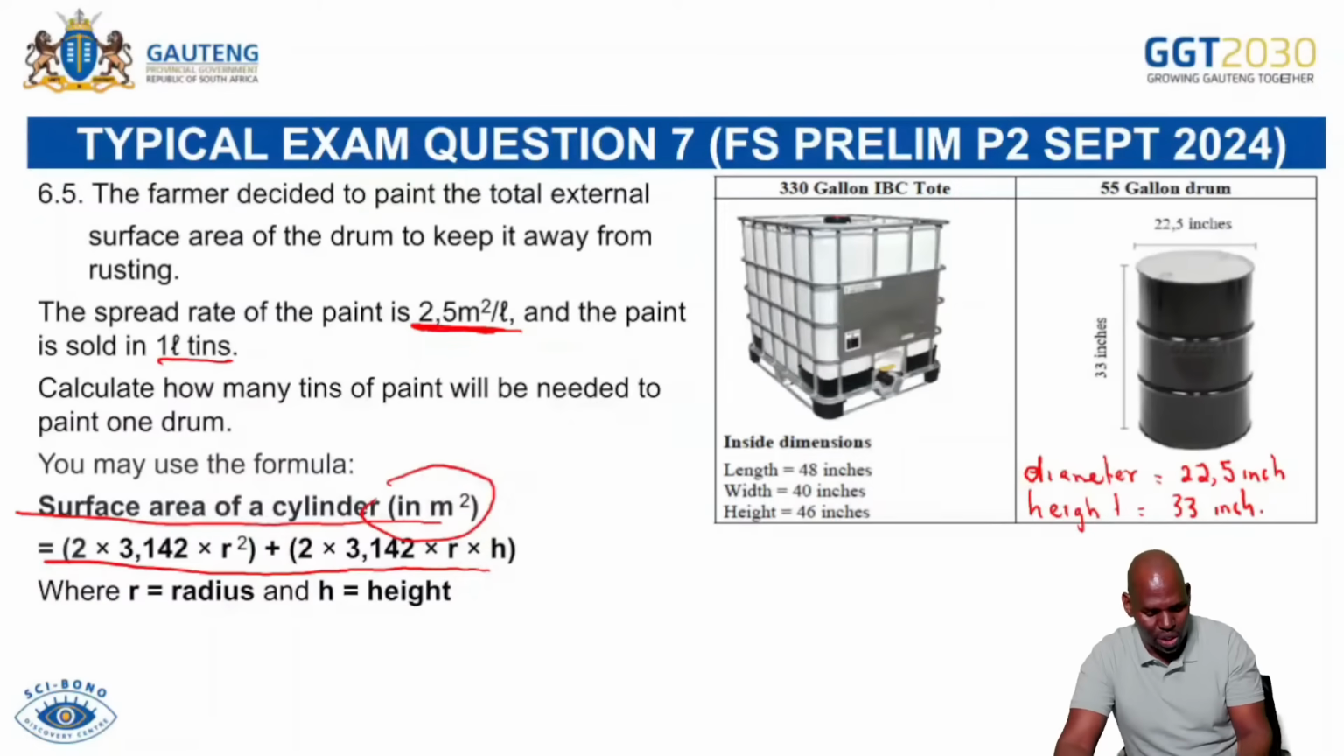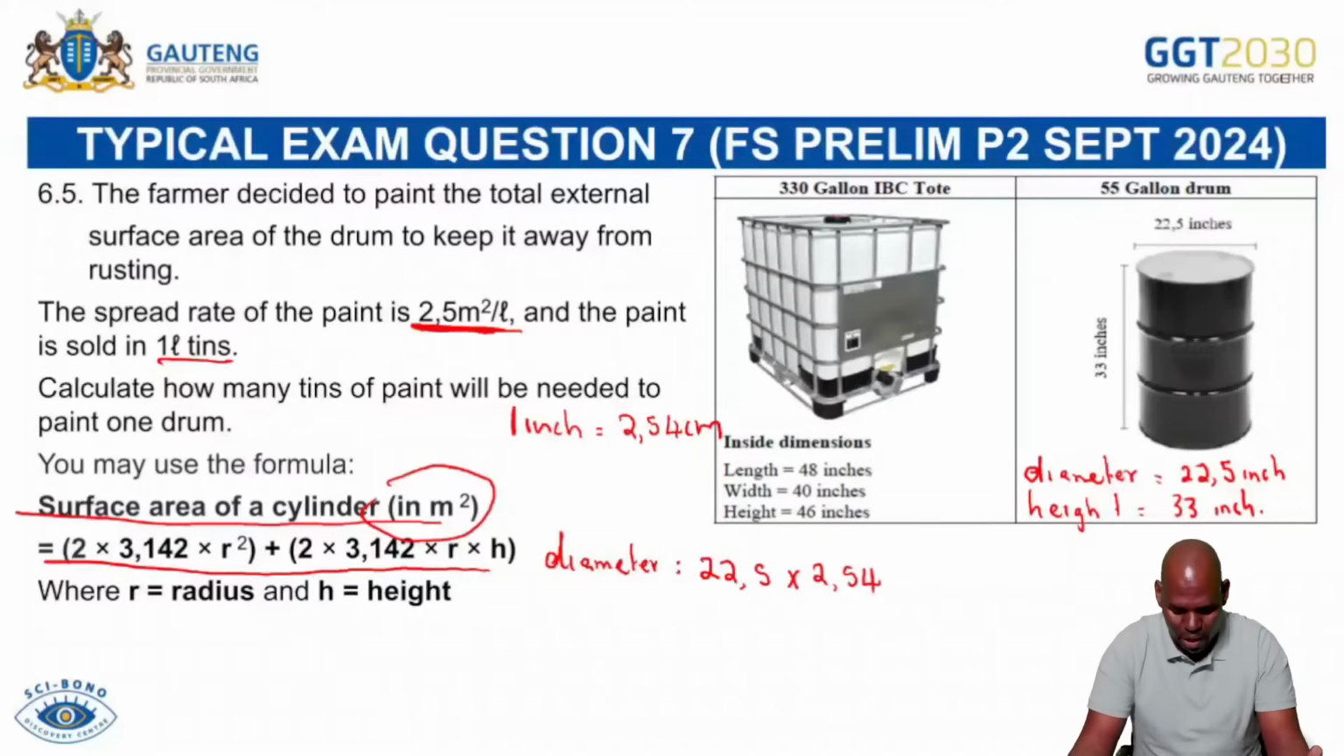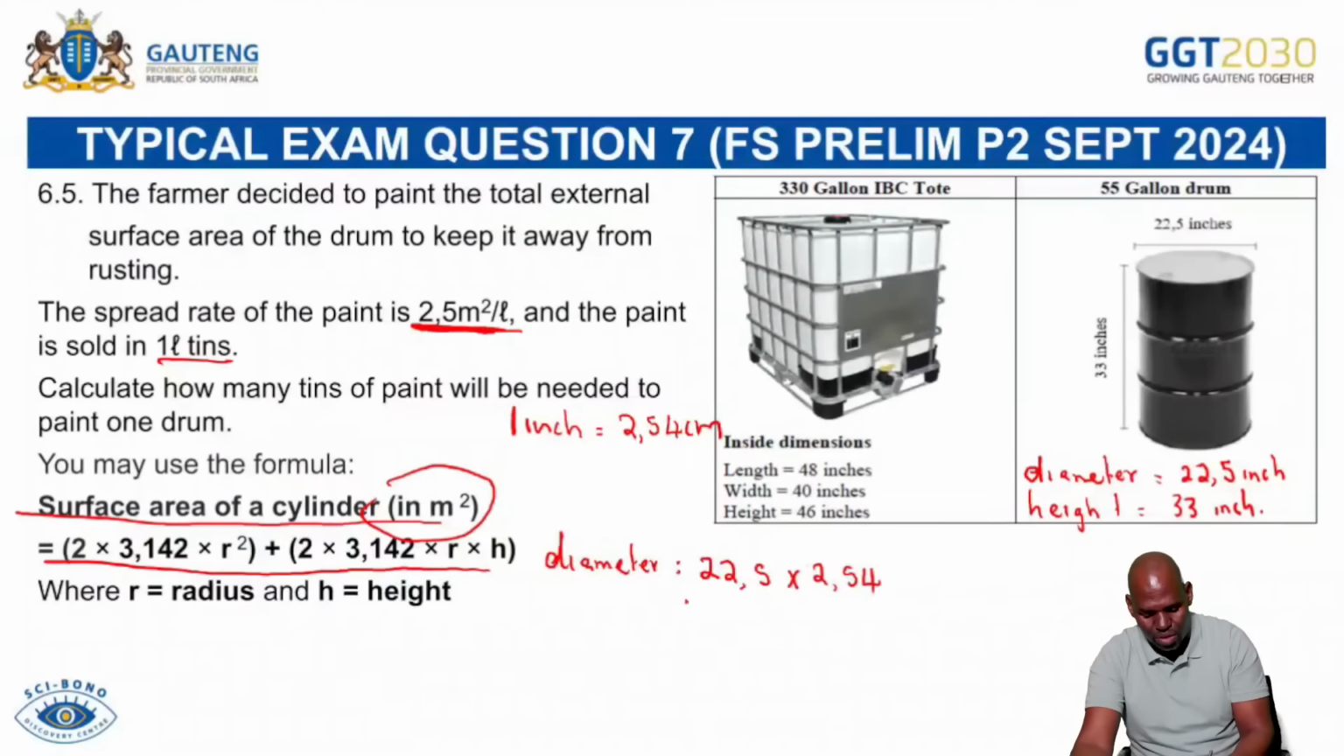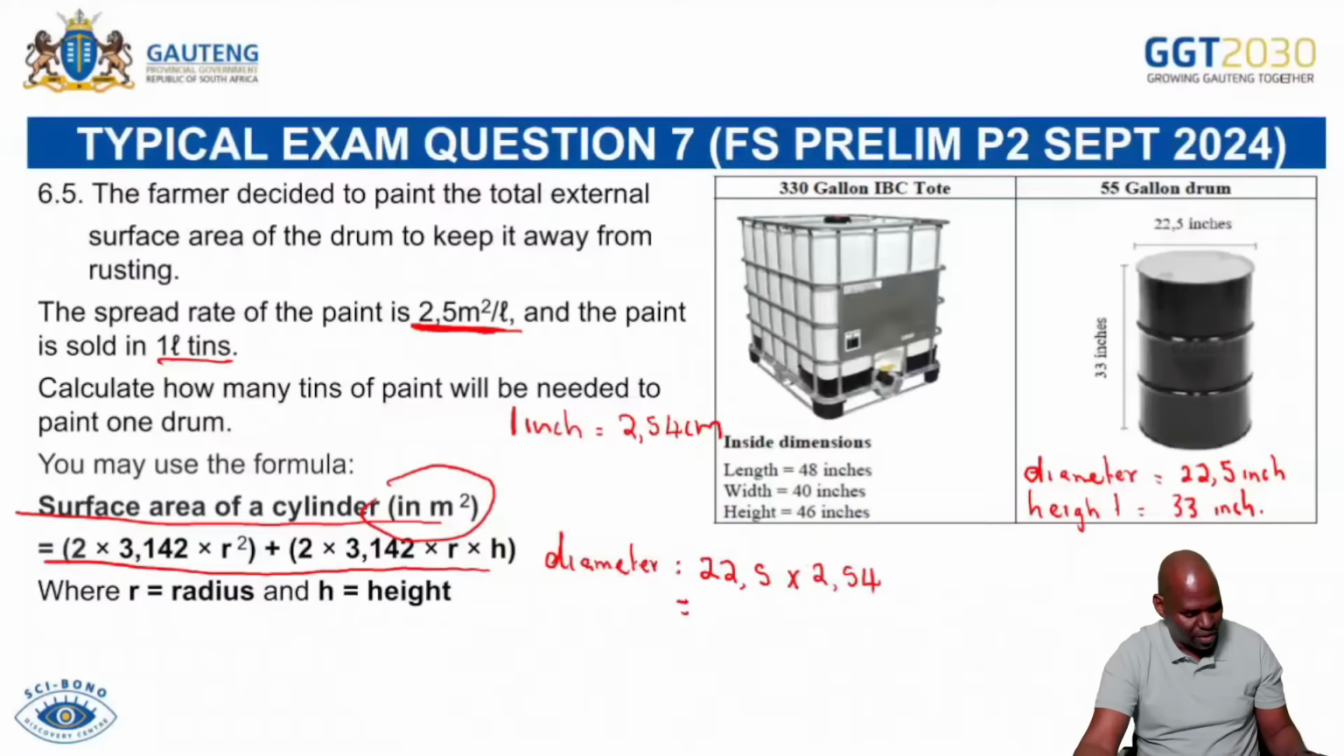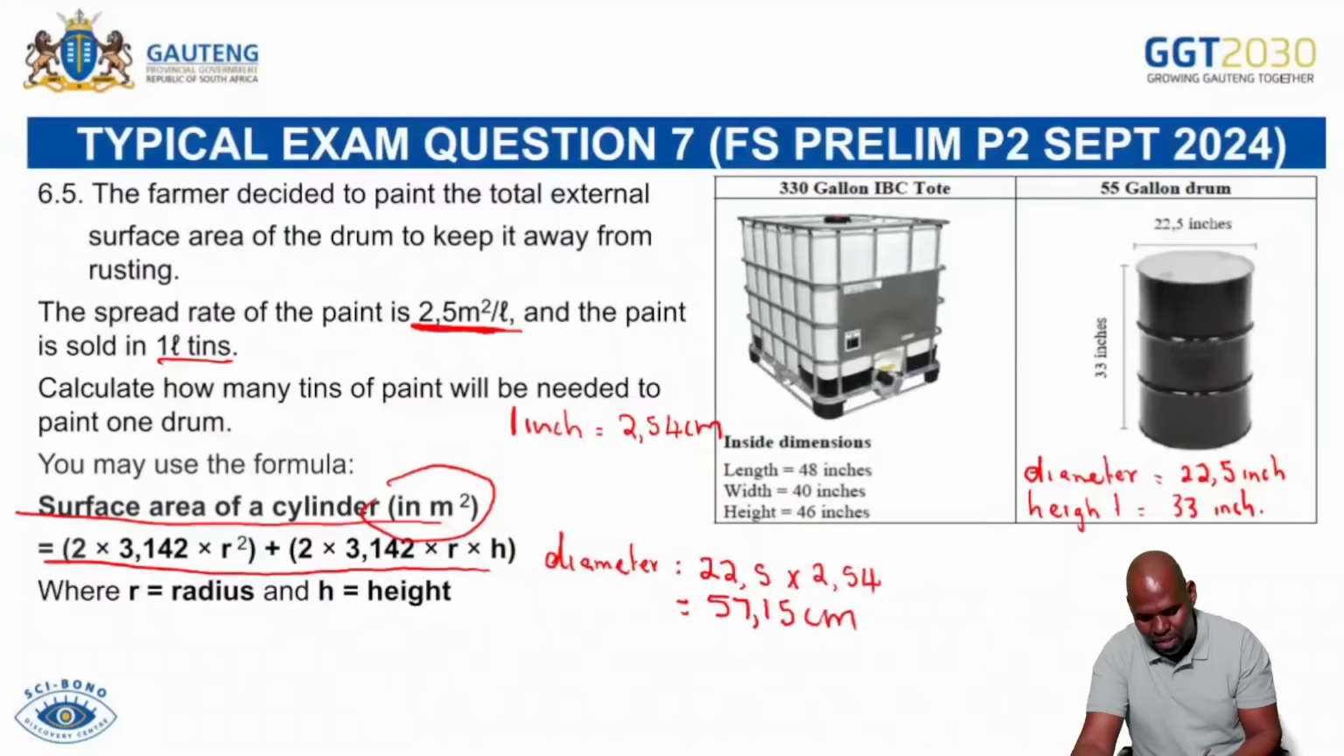In the previous question, we saw that 1 inch is equal to 2.54 centimeters, and then what we did is we converted by multiplying. So we can still do it the same way. We can say our diameter is equal to 22.5 multiplied by 2.54. But remember, when we multiply by 2.54, our answer will be in centimeters. So this will be 22.5 multiplied by 2.54. Then I get 57.15, and remember, this is now in centimeters.